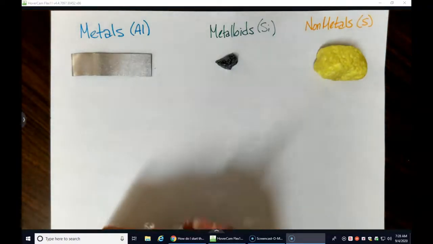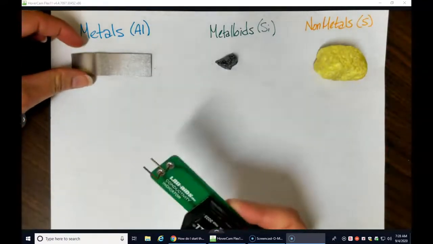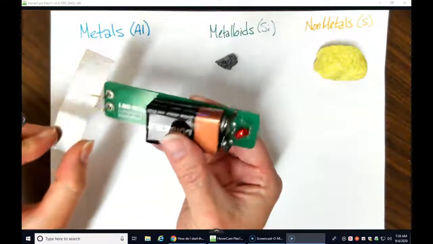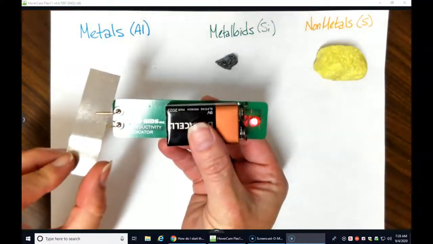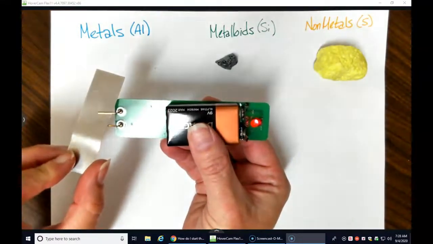And finally, metals also have the ability to conduct electricity. So you have your conductivity meter and you see how it is lighting up. That indicates that it is conducting electricity.